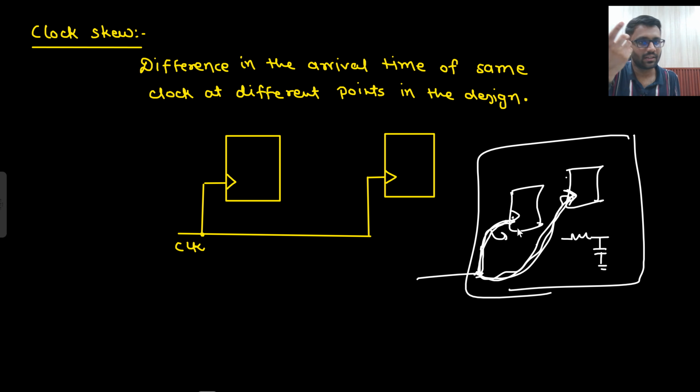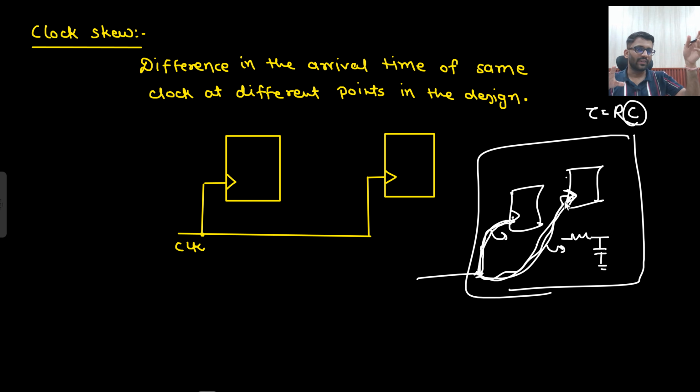Higher capacitance means, what do we say? Time constant is high, right? Higher capacitance, tau is equal to RC, so time constant is high. If the time constant is high, it will take more time to reach here. And if this has lesser capacitance, it will take less time to reach here. So basically there will be different wires.